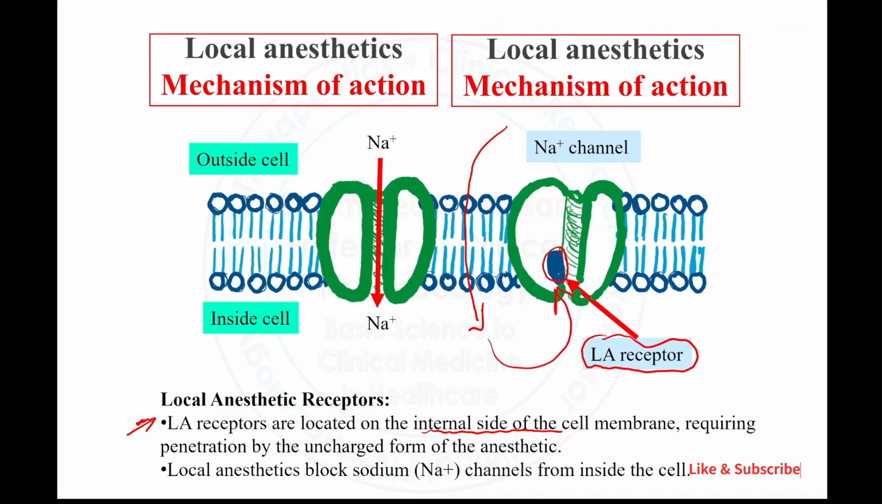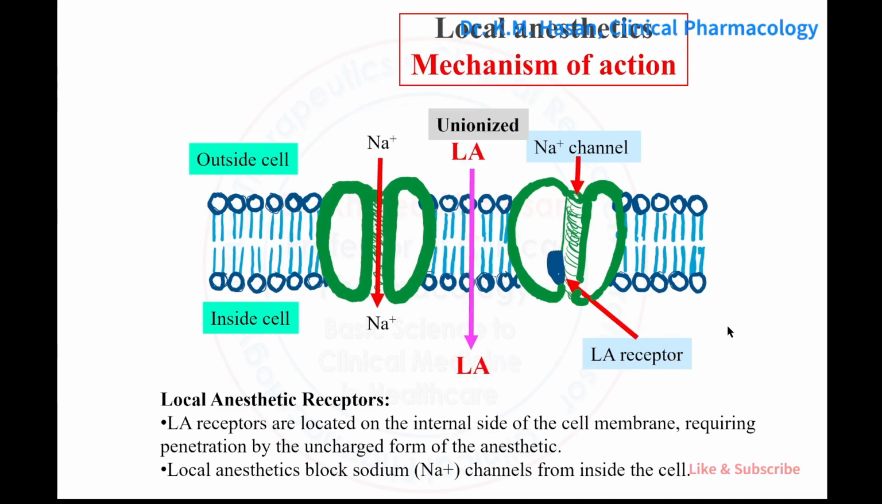Okay, moving to the next slide. You prescribe the local anesthetic. Local anesthetic, when you prescribe it, LA needs to be unionized, or we can call it uncharged. Why is this important? Because when the LA is unionized, it will be able to cross the membrane. Unionized local anesthetic is able to cross the membrane.